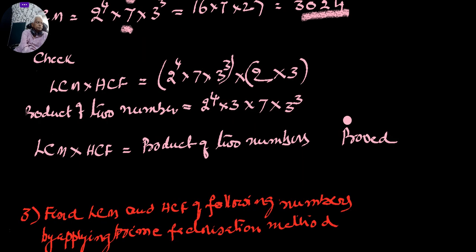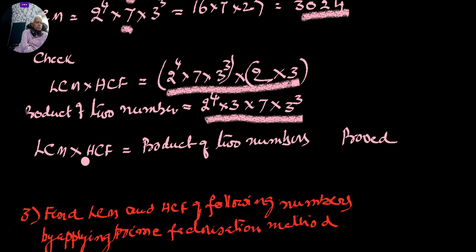And check. LCM times HCF is this one. The product of two numbers is this one. Both are the same. LCM times HCF is the product of the two numbers, proved.